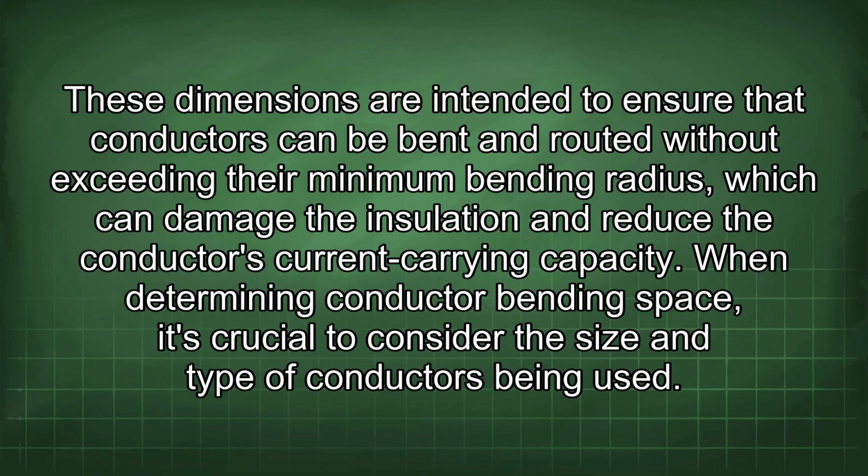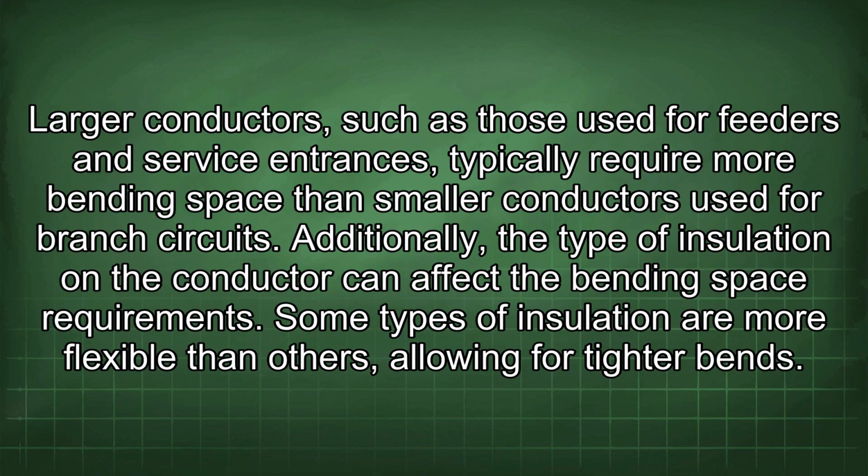When determining conductor bending space, it's crucial to consider the size and type of conductors being used. Larger conductors, such as those used for feeders and service entrances, typically require more bending space than smaller conductors used for branch circuits. Additionally, the type of insulation on the conductor can affect the bending space requirements. Some types of insulation are more flexible than others, allowing for tighter bends.